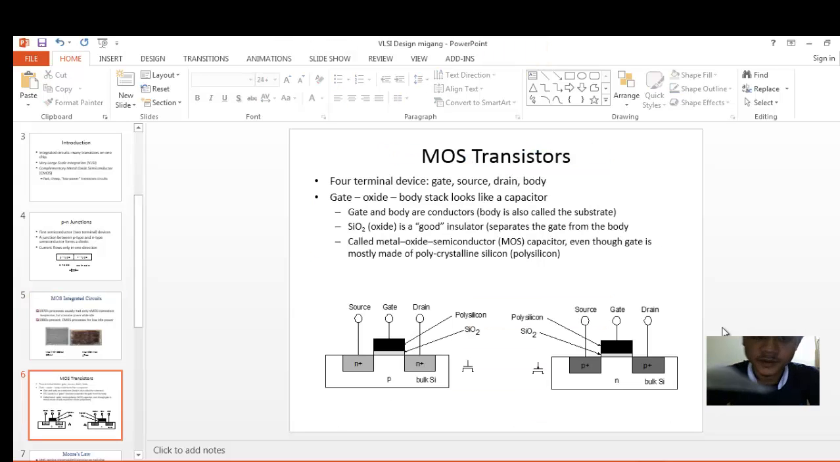MOS transistors are a four-terminal device. It consists of gate, source, drain, and a body. The gate over body stack looks like a capacitor. Gate and body are conductors. Body is also called the substrate. Silicon dioxide is a good insulator. It separates the gate from the body. It is also called a metal oxide semiconductor capacitor, even though the gate is mostly made of polycrystalline silicon, polysilicon. Here you can see this part is polysilicon and this part contains silicon dioxide.